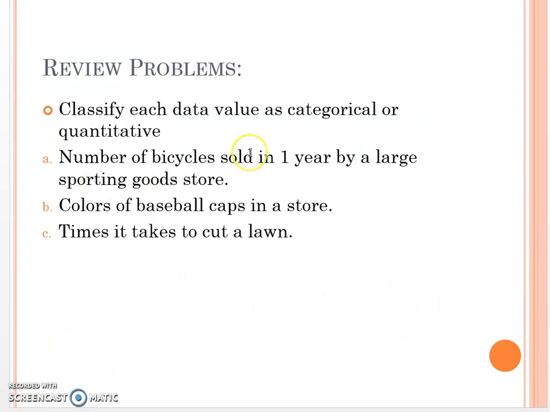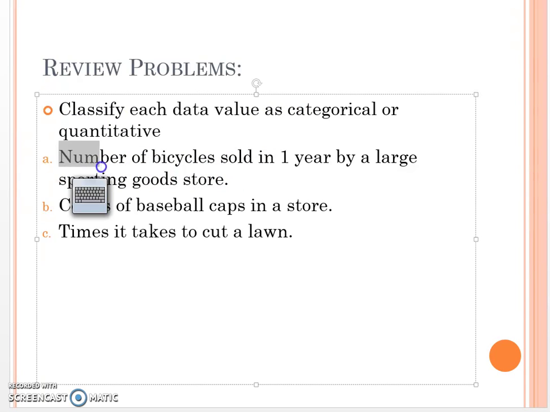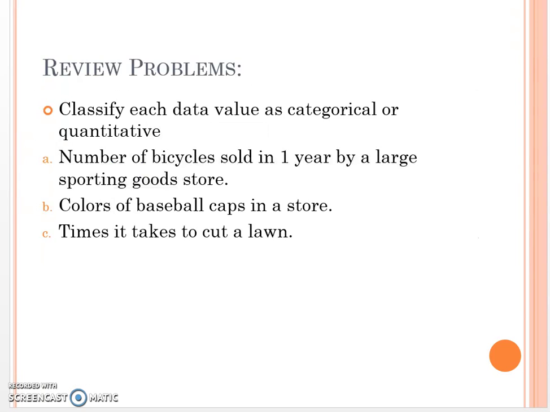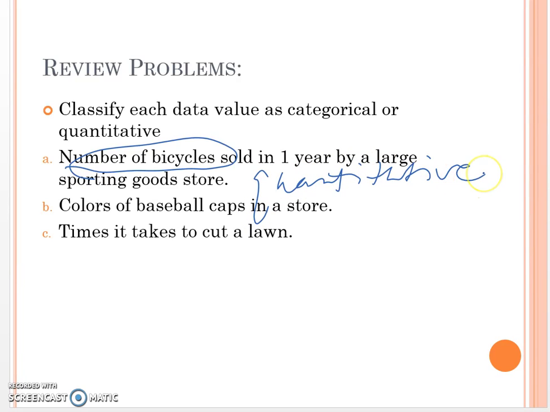Let's do a review problems. I'll give you 1 minute to take a look at the problems and we'll come back. Okay, so first one, number of bicycles sold in 1 year by a large sporting goods store. Is this categorical or quantitative? So it's number of bicycles. It's going to be quantitative. Second one, different colors of baseball caps. For different colors, it's in different categories. So categorical.